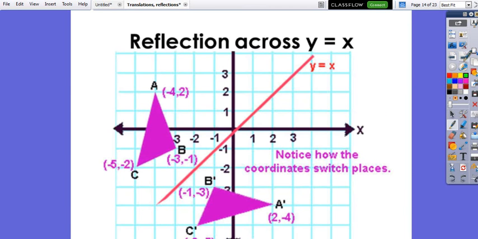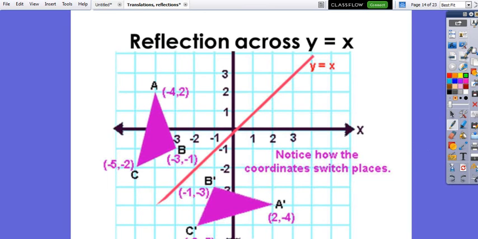This is not really an example. It's not something we have to do. We just are looking at it. Notice how the coordinates switch places. So B was -3, -1, whereas B prime is -1, -3. We just swap them. So the left 3 down 1. This one is the left 1 down 3. And you can see that happens with all of the coordinates.